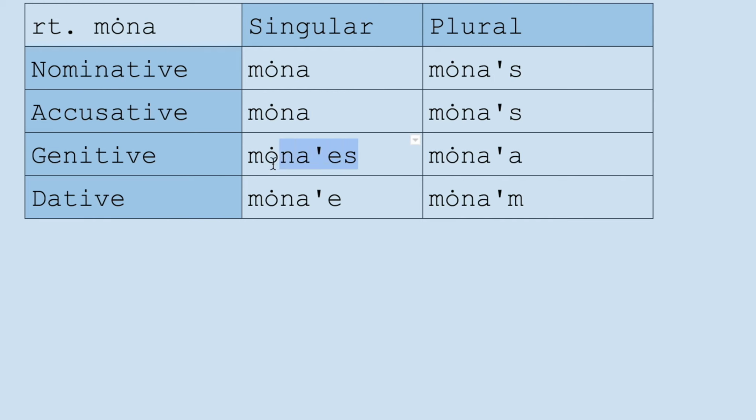So let's move on to genitive. And this is where things get a bit interesting. If there is a vowel and you have to give it a singular genitive ending, this becomes part of a diphthong on the end of the vowel. So this is not like monais or monas. This is monais.